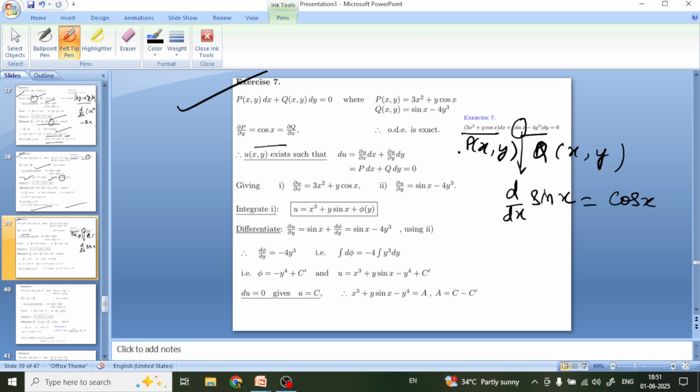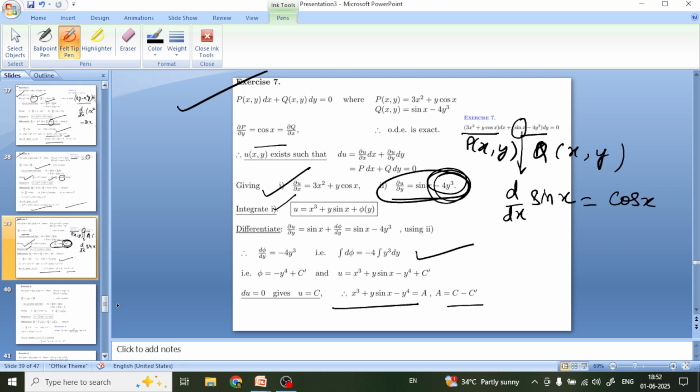And after that, for P(x, y) we should find the integration, and after that you have to find this equation's differentiation, and in this, the value with which y is written, that should be equal to d over dy of phi is equal to minus 4y cube, and we have to find the integration, and after that we should put them equal to a, and a is equal to c minus c dash. You should keep in mind some steps.